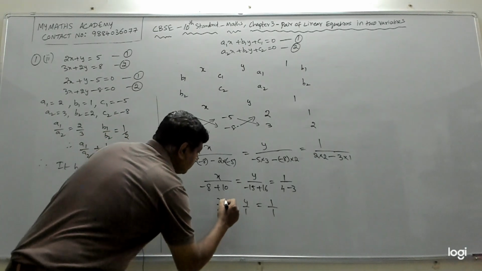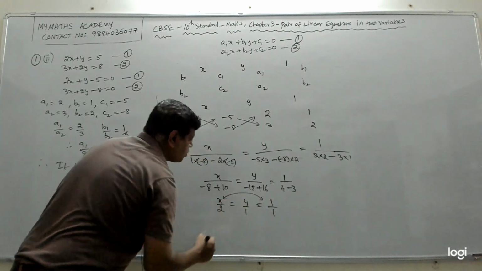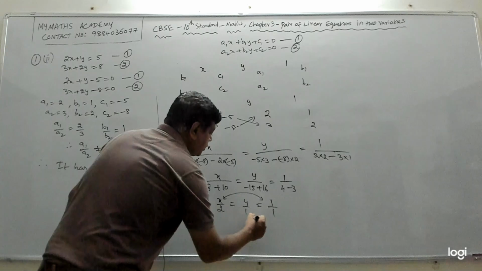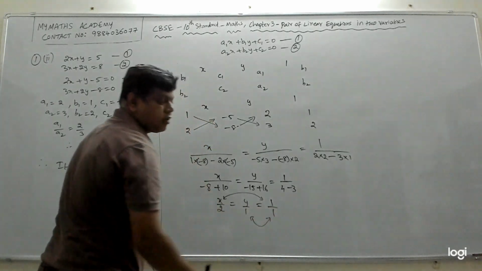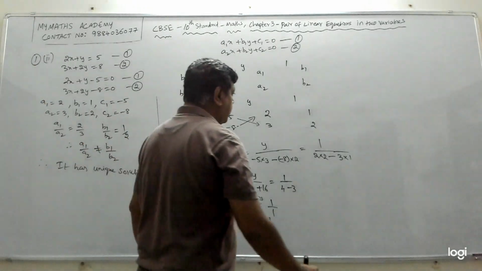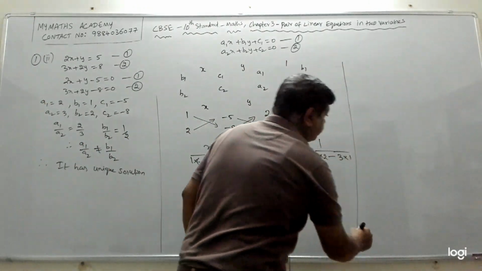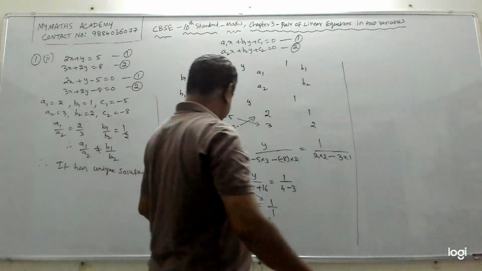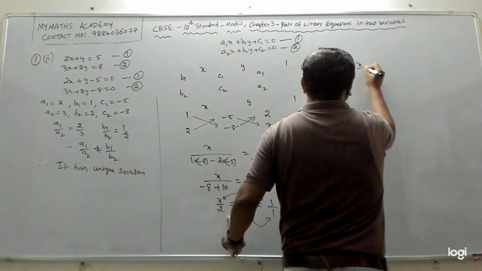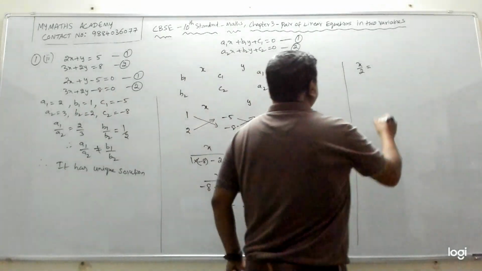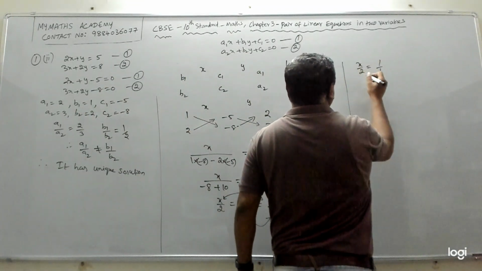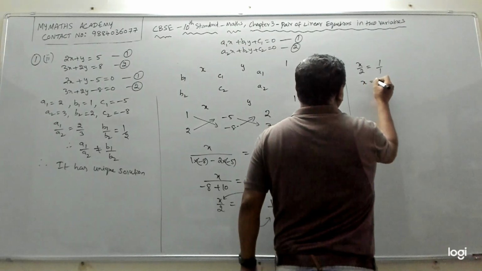Now we should take these two ratios first, then these two. To find x, you will take this and this. To find y, you will take this and this. Fine. So now we will take x by 2 equal to 1 by 1. So 1 into x is x, equal to 2 into 1 is 2.